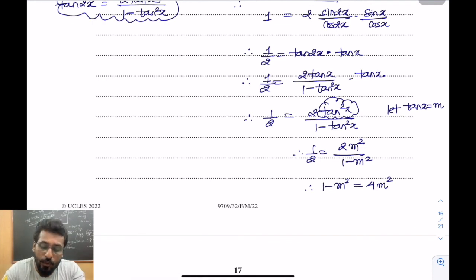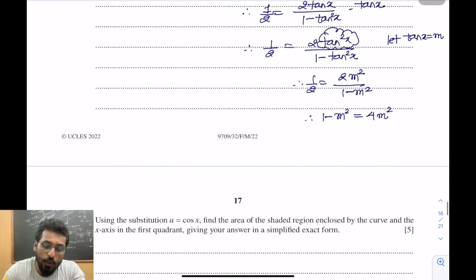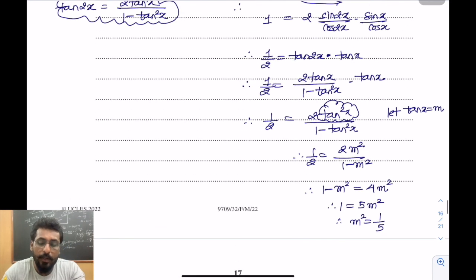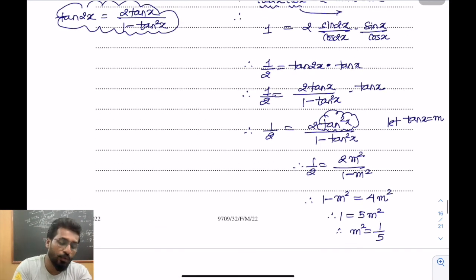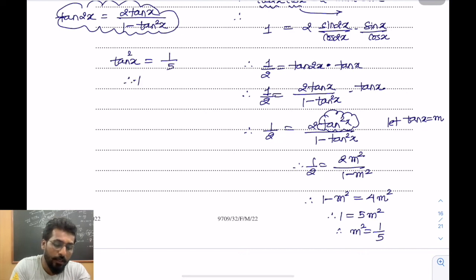So that's 4m square. So let's correct both the terms together. So I'm going to get 1 is equal to 5m square, or I can say m square is equal to 1 upon 5. But m is nothing but what? It's tan x. So tan square x is equal to 1 upon 5. Tan x becomes equal to plus and minus 1 upon root 5.